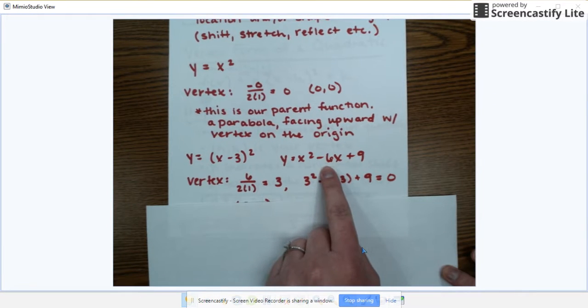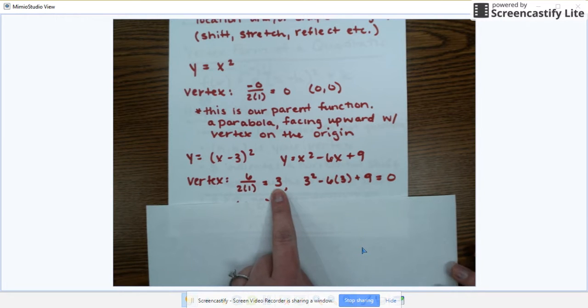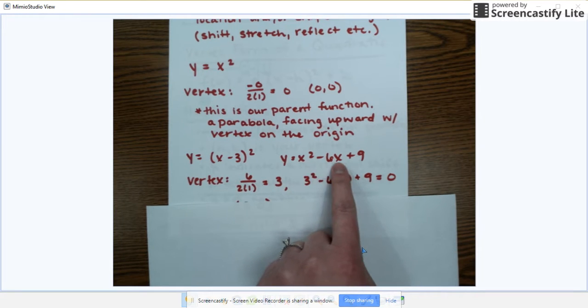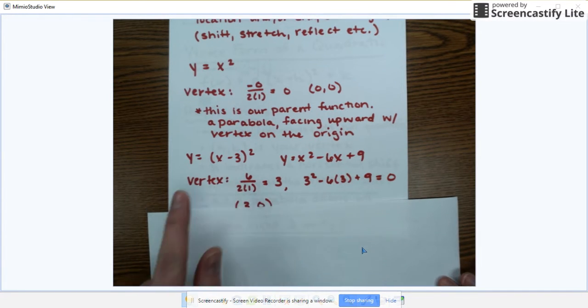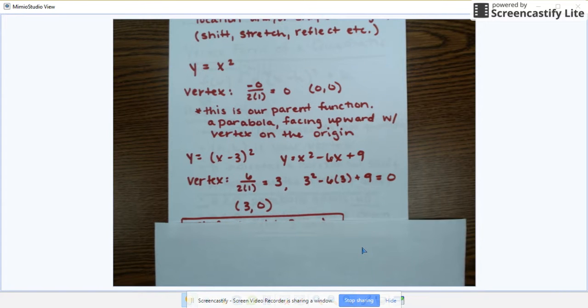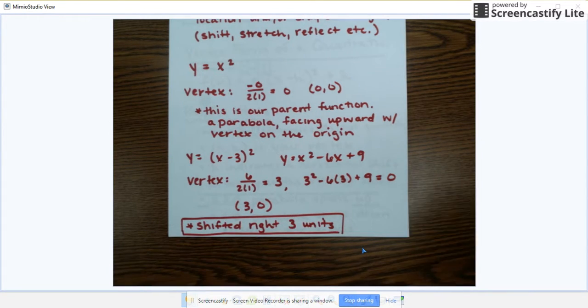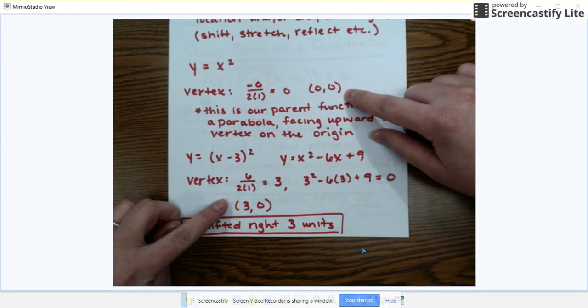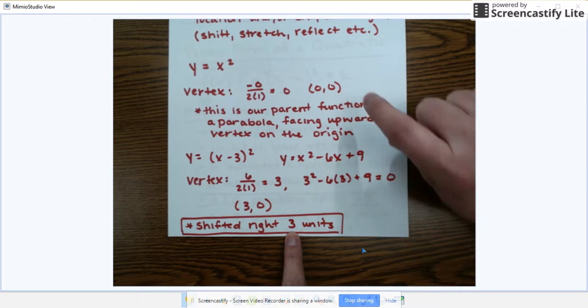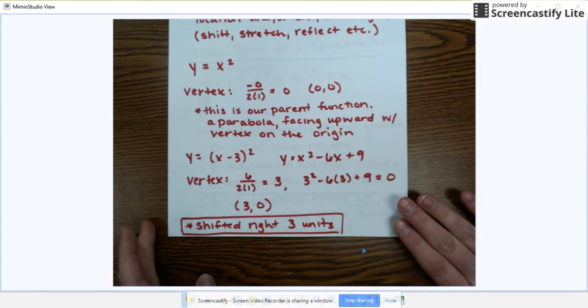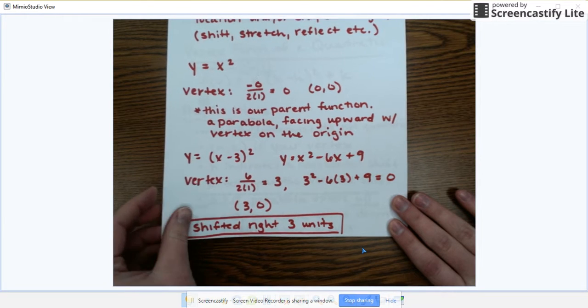So opposite of b over 2 times our a value. The x value is 3. To find the y value of our vertex, we have to plug it back in to our equation. So 3 squared minus 6 times 3 plus 9 gives us a y value of 0. So our vertex for this function is 3, 0. And if you compare that to our parent function, so we have 0, 0 and 3, 0, this function is shifted to the right 3 units. So that's a transformation we'll talk about. But keep that in mind.